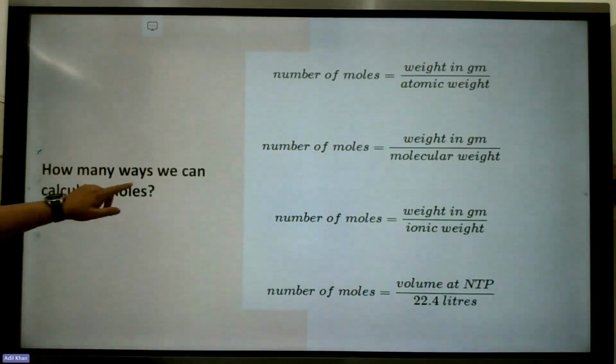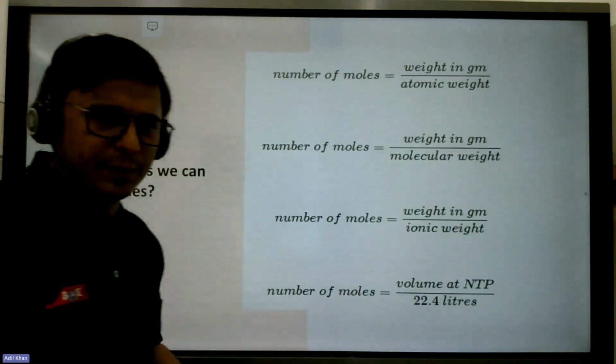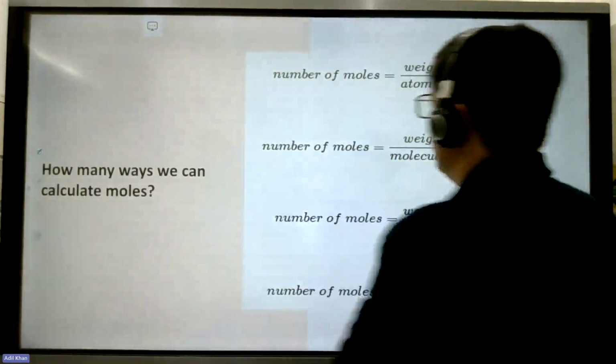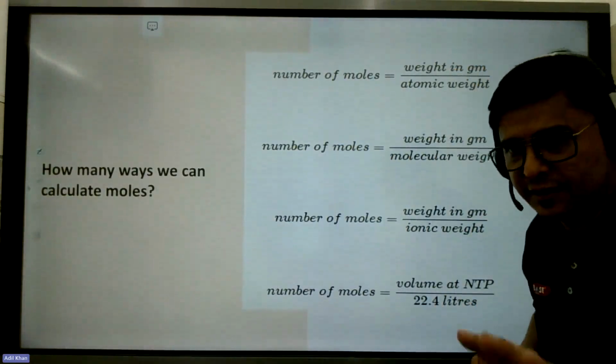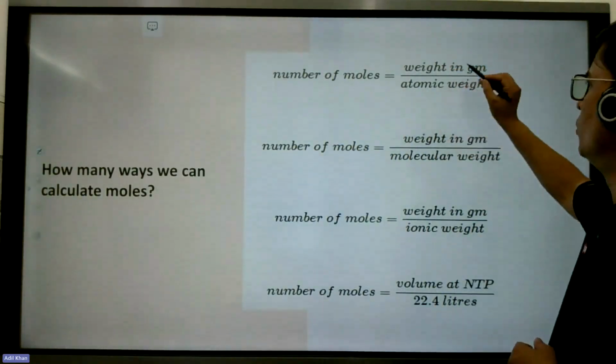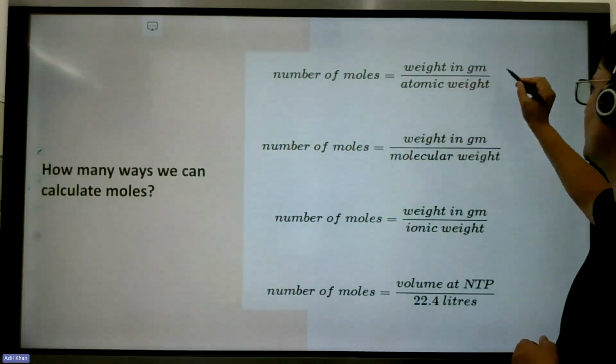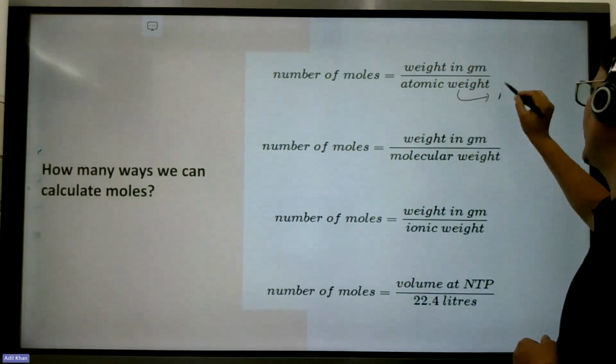How many ways can we calculate moles? There are multiple ways. These 4 are for you. So number of moles is basically what? Weight and mass are considered the same in chemistry. Number of moles is weight in gram by atomic mass. This is basically when I take atoms.